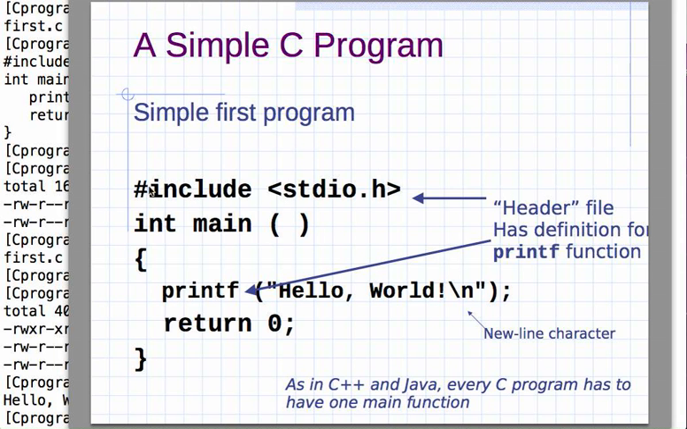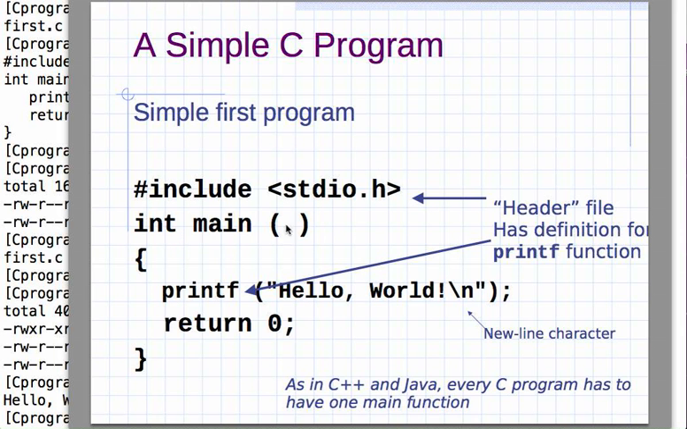Okay, after that comes what we're used to in Java. As in C++ and Java, every C program has to have one main function. You cannot have two main functions. That just won't work, because the main function is where the program starts execution. If you have two main functions, the runtime system will get confused and say, well, which main function should you use to start? And so you only have one main.